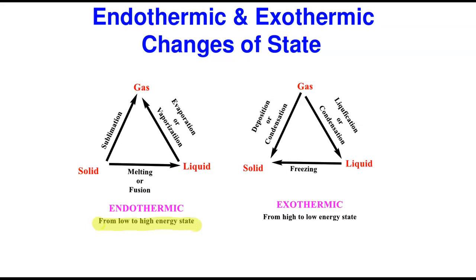Now, let's start from solid. If a solid is going to liquid, solid means low, liquid means high energy. Low to high is an endothermic reaction. And this process simply means melting or fusion. If you don't want to call it melting, call it fusion. If a solid is going to a gas, it's going from low again to high. This is also endothermic, and this is called sublimation.